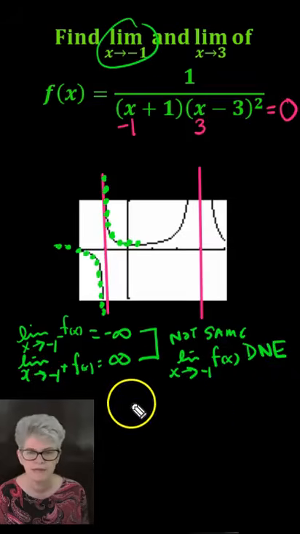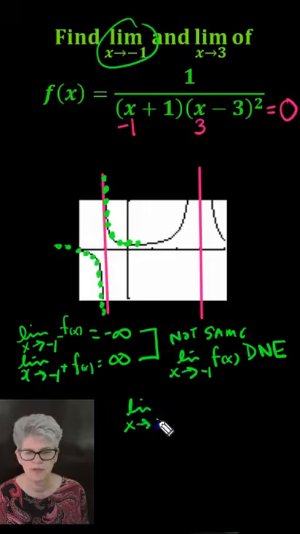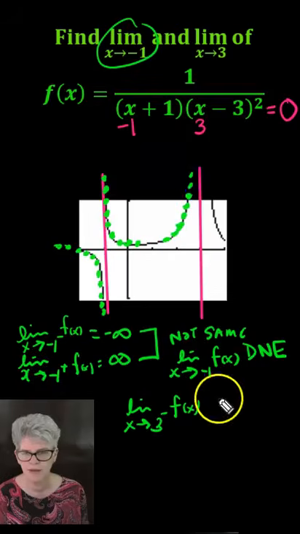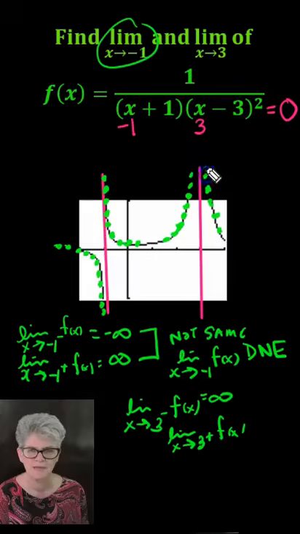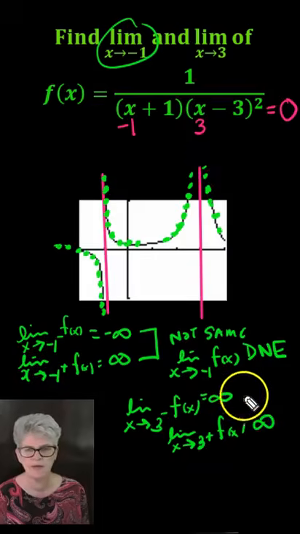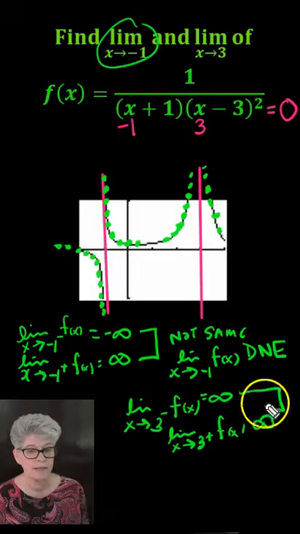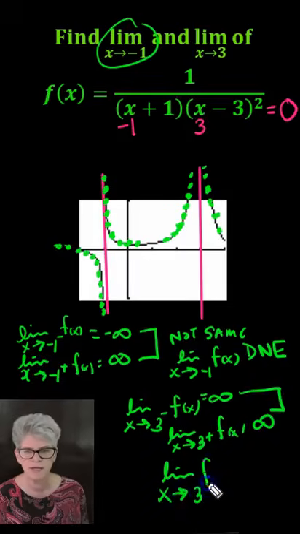Now, what's happening at 3? Well, we're going to do the same thing. What happens as my x values approach 3 from the left? Their y values are going off to +infinity. And what's happening as the x values approach 3 from the right? Well, again, their y values are going off to +infinity. And so my left limit and my right limit are the same. And so the limit as x approaches 3 of f of x is equal to +infinity.